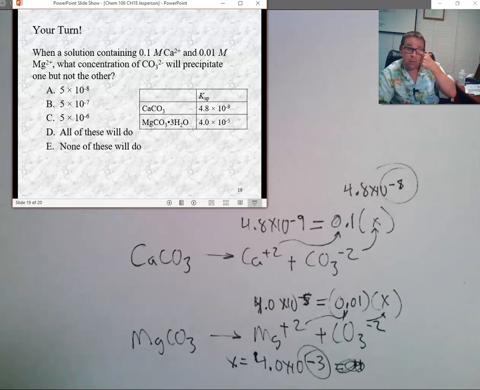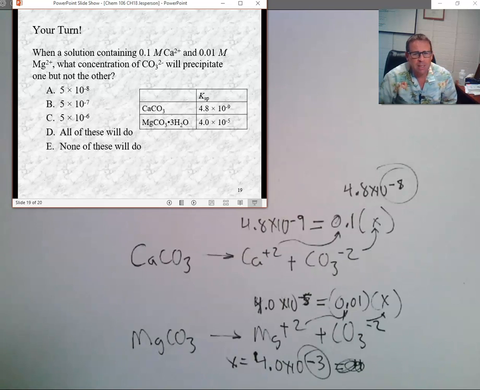Is that high enough? Isn't that greater than both of them? So then that would mean it would precipitate out. Oh, no. Okay, so 5 times 10 to the minus 8 is more than the 4.8 times 10 to the minus 8, is it? But not greater than 4 times 10 to the minus 3, right? Yes. Okay, so A would precipitate out one, but not the other.